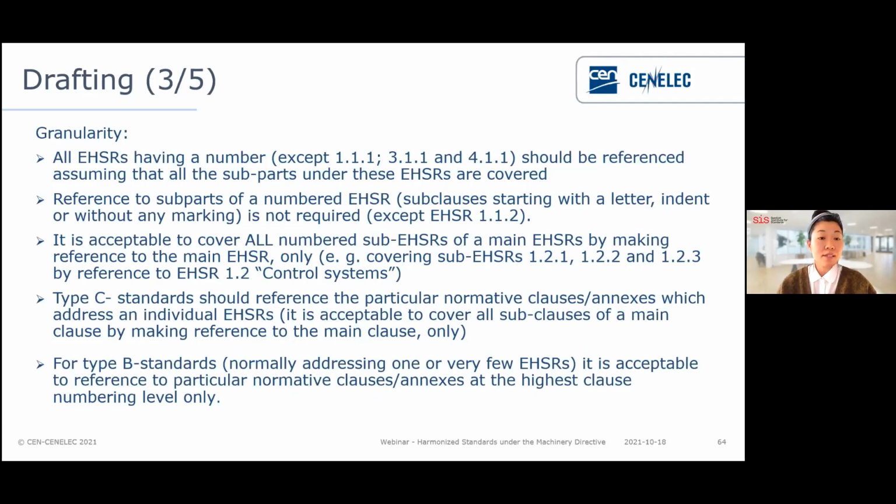This slide is about granularity, or in other words, how detailed the Annex Z needs to be. I know that this is a very heavy slide and it is not very fun to look at, but we thought it was necessary to have it in the presentation nonetheless. So I'll just read it to you. All the relevant essential health and safety requirements having a number, except 1.1.1, 3.1.1, and 4.1.1, which contain definitions, should be referred. Assume that all the subparts under these requirements are covered.